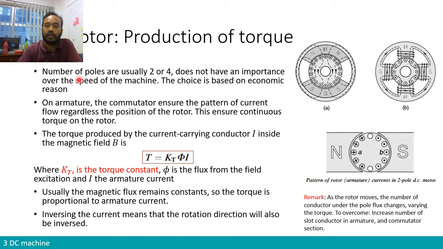So now let's take a look at the most important part of using an electrical machine, which is producing the torque, therefore making it possible for the machine to accelerate.